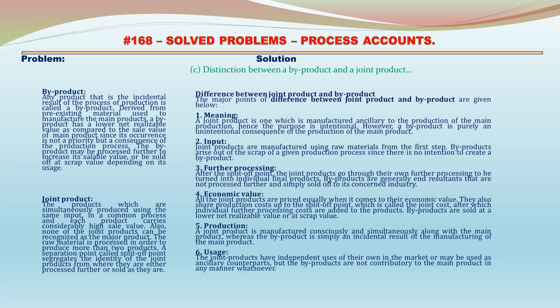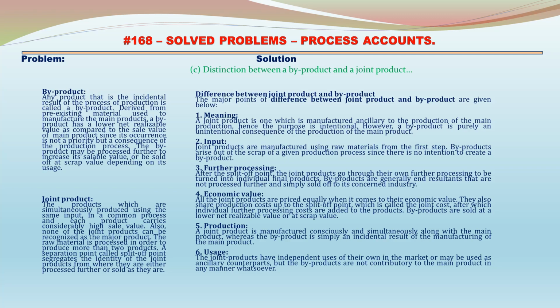A joint product is the products which are simultaneously produced using the same input in a common process, and each product carries considerably high sale value. Also, none of the joint products can be recognized as the major product. The raw material is processed in order to produce more than two products. A separation point called the split-off point segregates the identity of the joint products from where they are either processed further or sold as they are.